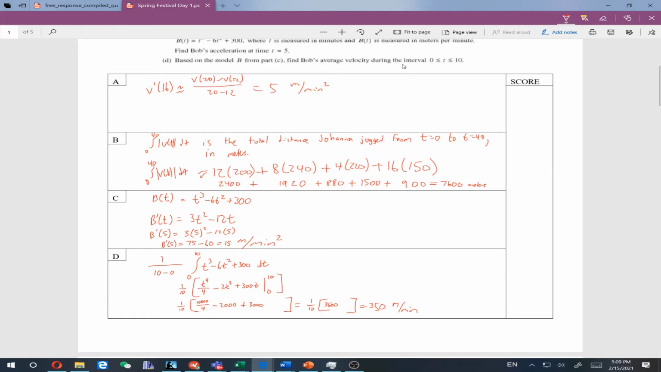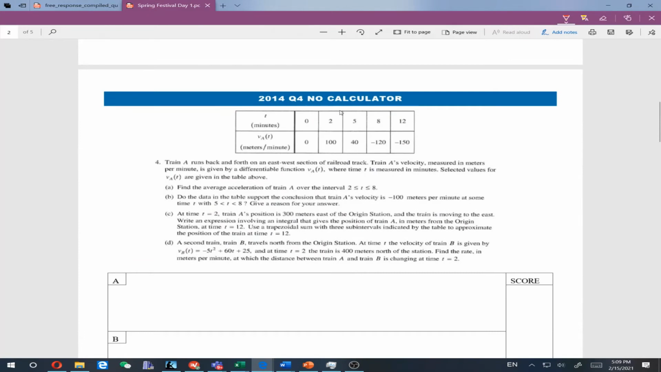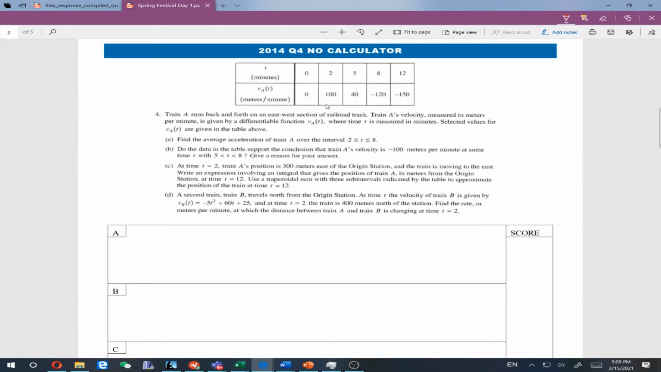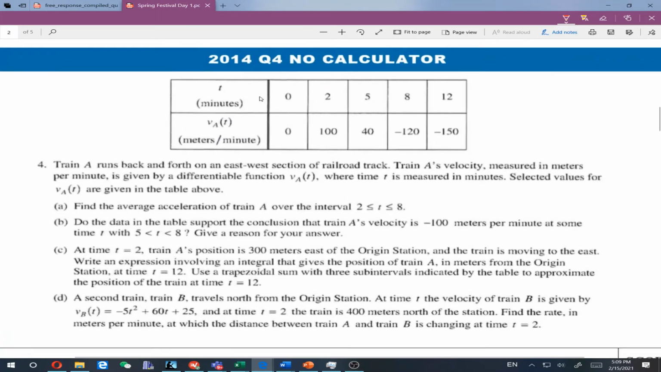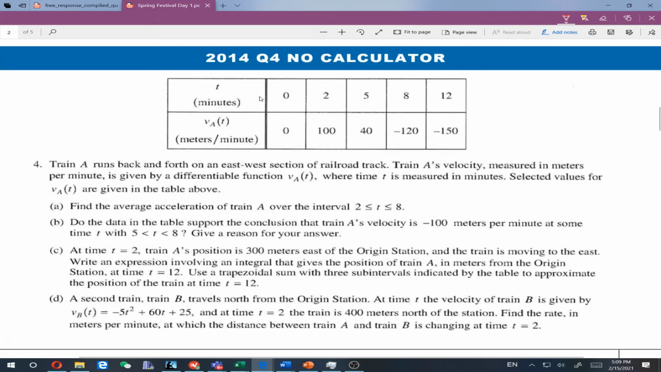All right. Doing one more then. So another no calculator. I've got a train running back and forth on an east-west section of railroad track. Train A's velocity in meters per minute is given by this differentiable function, the velocity of train A at any time, where t is measured in minutes. And we've got some values of that in the table above. The first thing they want us to do is find the average acceleration of train A over the interval from 2 to 8.